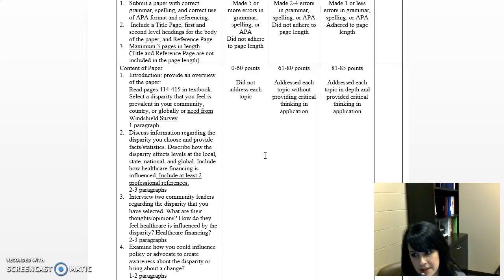Even if you did interview the mayor or someone that's not really healthcare personnel, they still are going to have their thoughts and opinions of how that affects healthcare. They're still going to have some basic knowledge of that. And healthcare financing. So, in their opinion, how does that affect healthcare financing, or maybe the financing of the community? I want you to realize that it's going to take a little bit of time to get in contact with these community leaders.